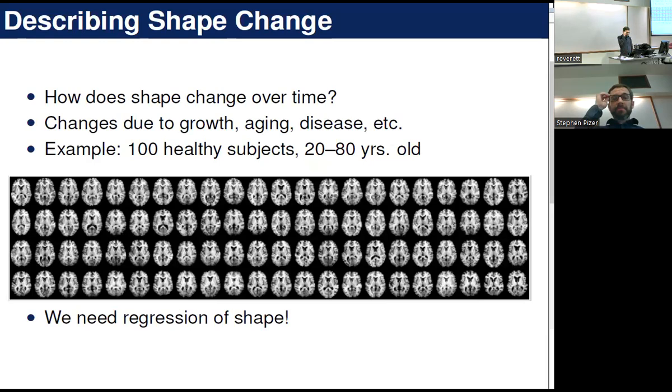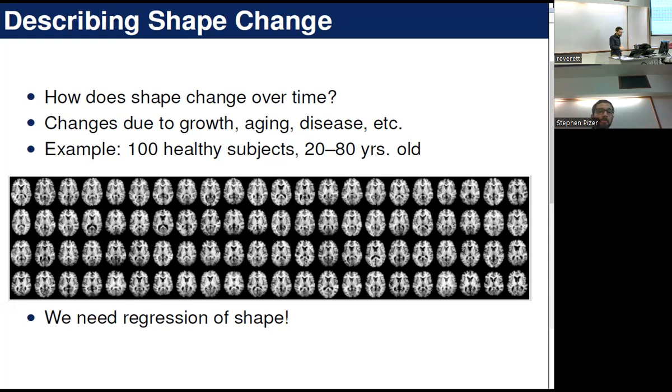So why is regression important? And this is again kind of a medical biological question. We want to understand how does anatomy change over time. And this could be development, could be aging, it could be a disease process, changing the shape of anatomy. We want to understand how a shape evolves over time.